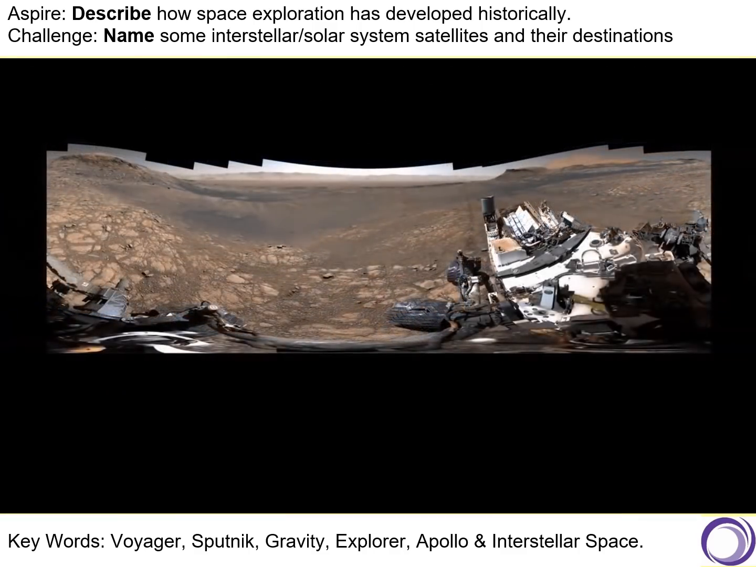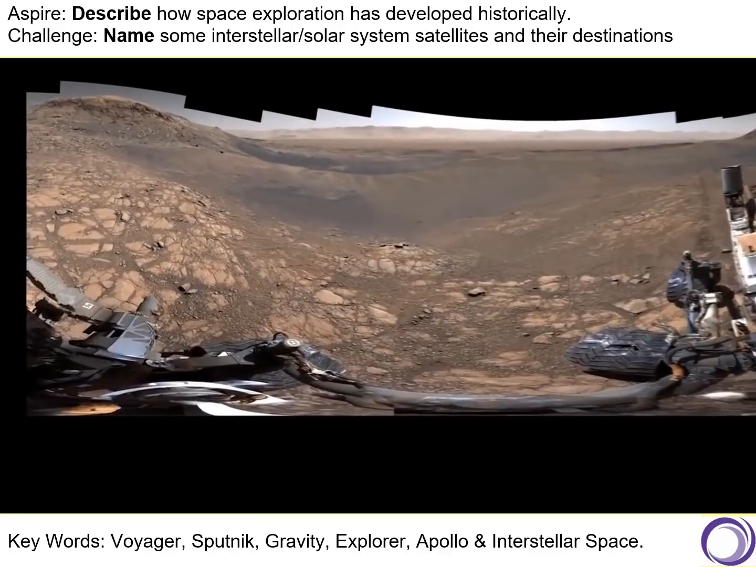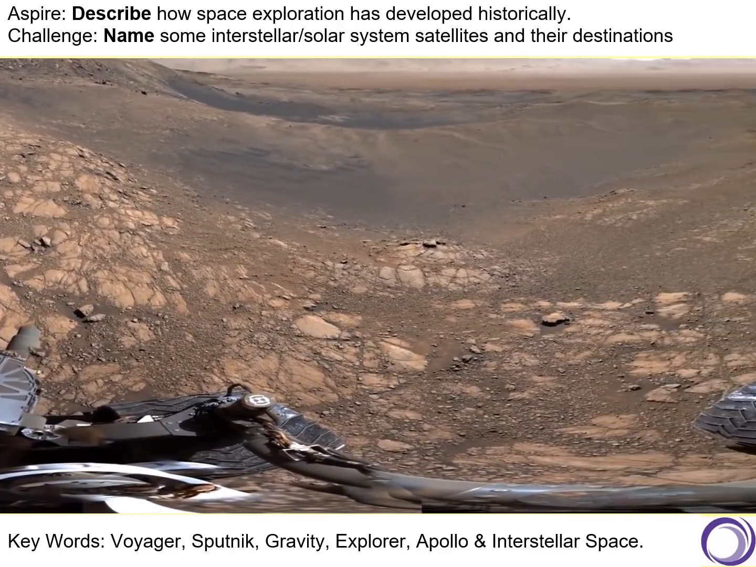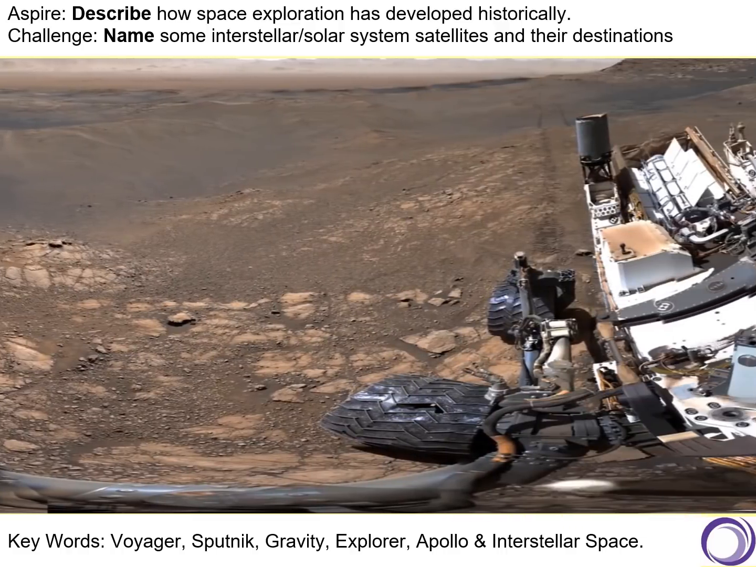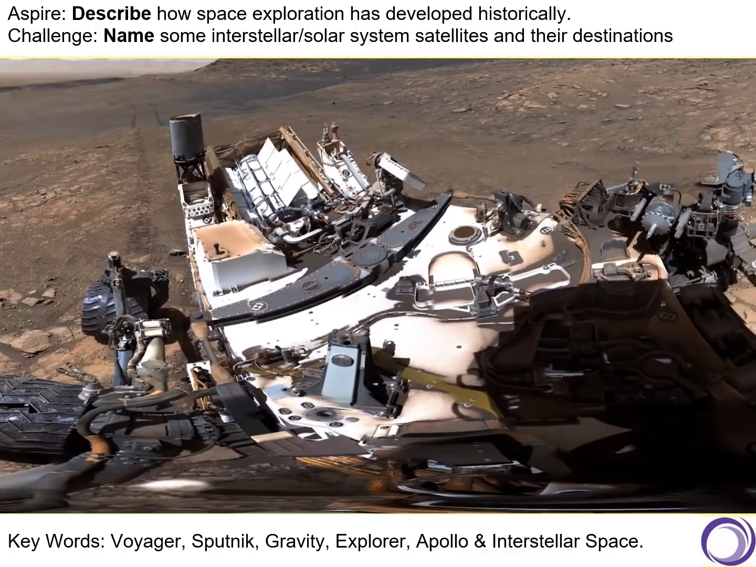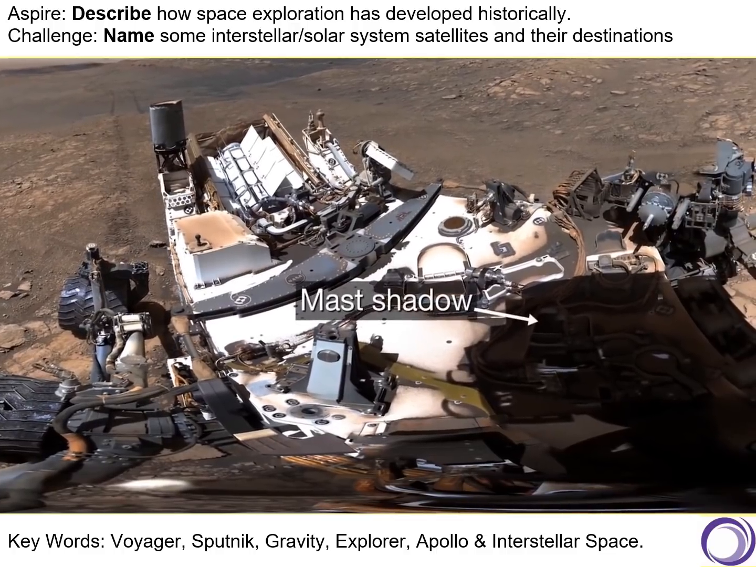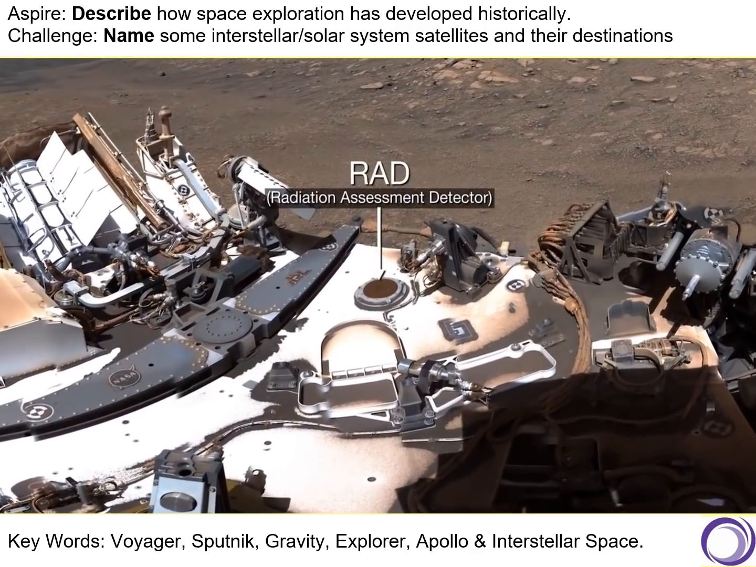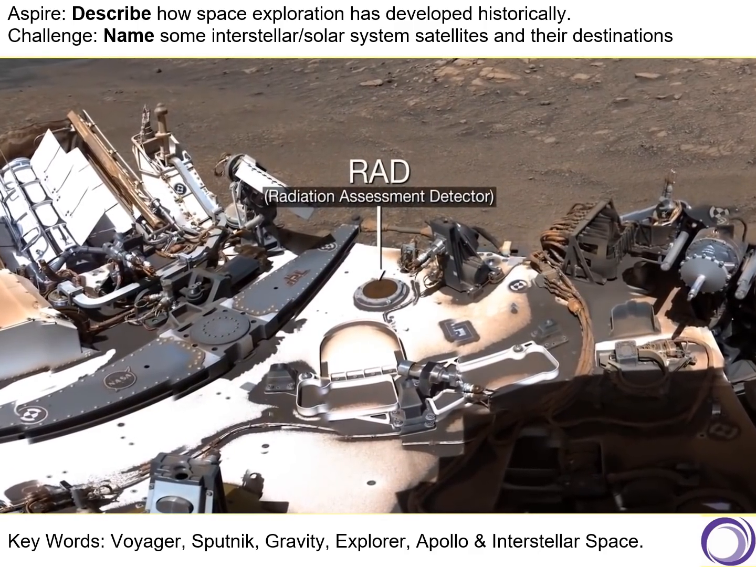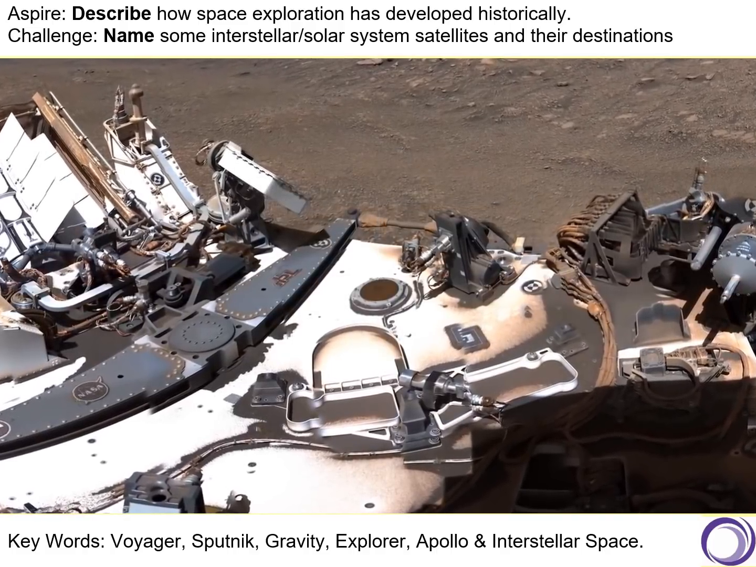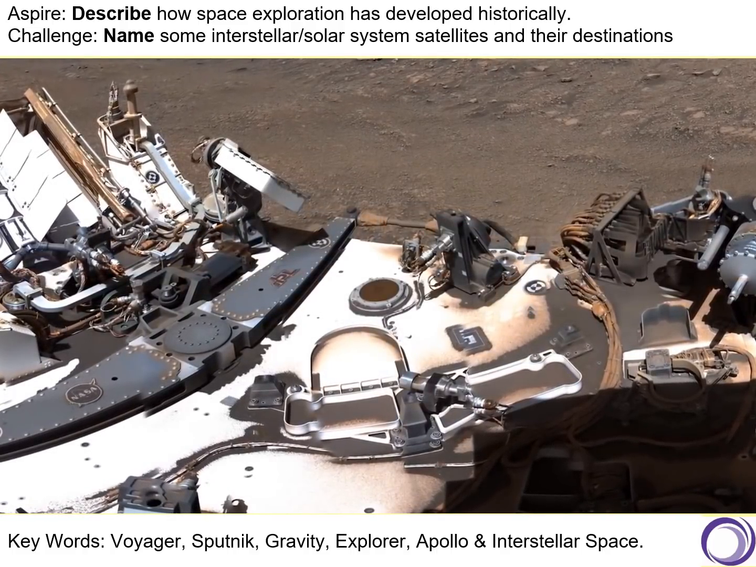Curiosity looks a bit like an abstract painting here. That's because this is a 360-degree perspective. The image is warped, like looking through a fisheye lens. You can make out some amazing details on the rover itself. This is the shadow of Curiosity's mast. Here's RAD, an instrument that detects radiation from the sun and space. Thanks to RAD, we have a better idea of how to protect future astronauts on Mars.